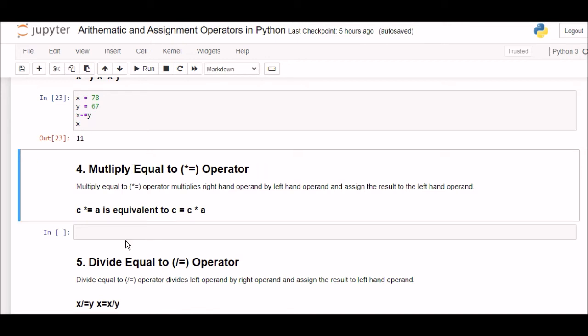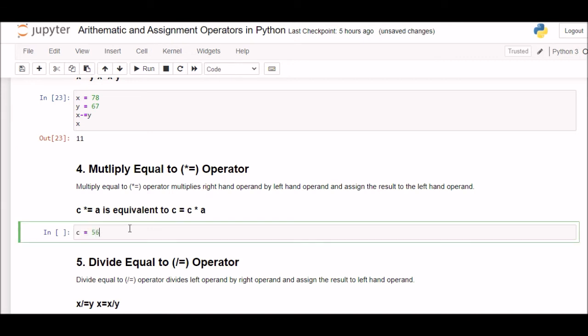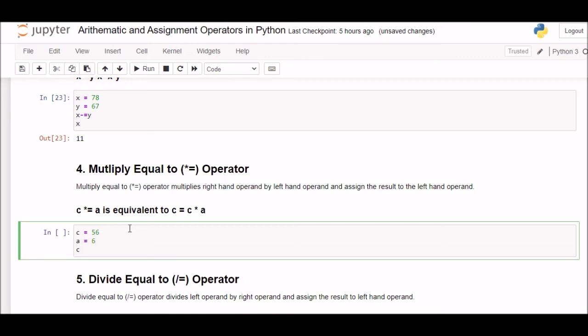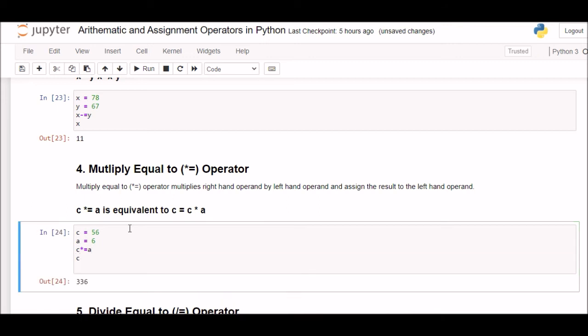Okay, now next one, the multiply equals to operator. The multiply equals to operator multiplies the left hand operand by the right hand operand and assigns the result to the left hand operand. For example, c *= a is equivalent to c = c * a. Okay, let's take an example. c = 56, a = 6. In the next line, c *= a. Next line, c. Let's run the code.